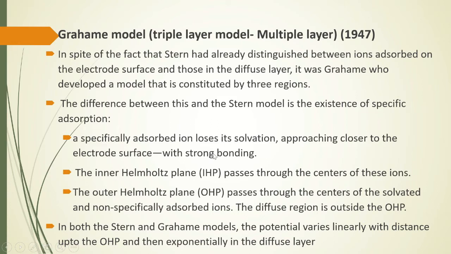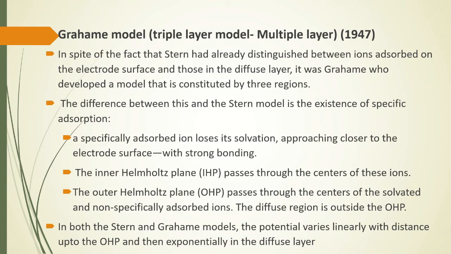That means they will make a strong bonding with the surface of the electrode, and you will get the inner Helmholtz plane through the center of such adsorbed ions. And the outer Helmholtz plane will be passing through the solvated but non-specifically adsorbed ions, and the diffused region will be outside that plane, that is the OHP. So totally there will be three regions.